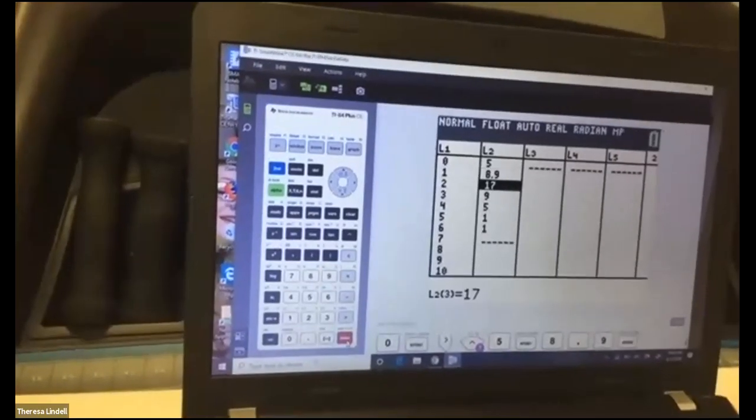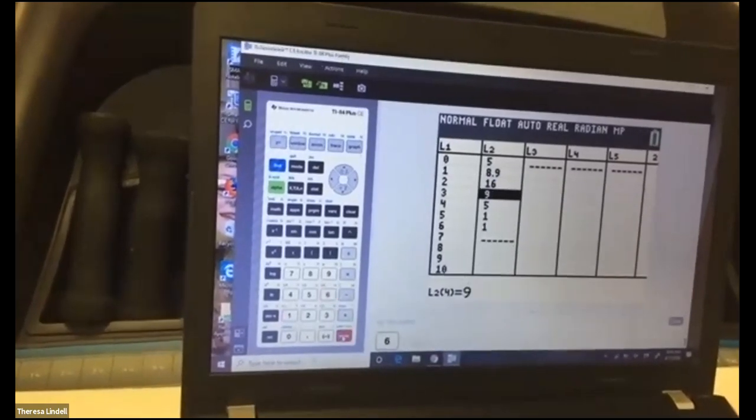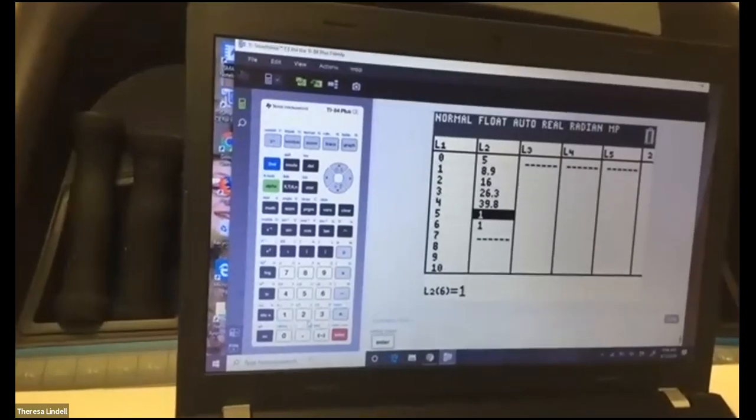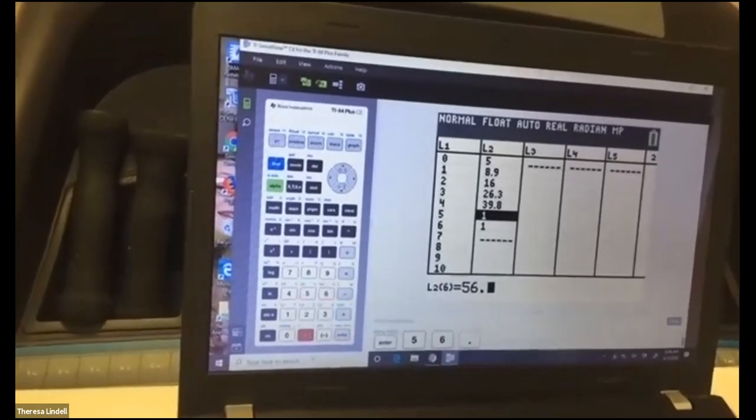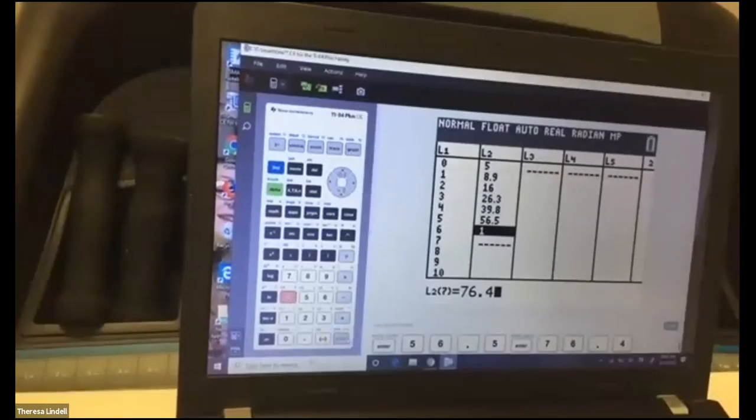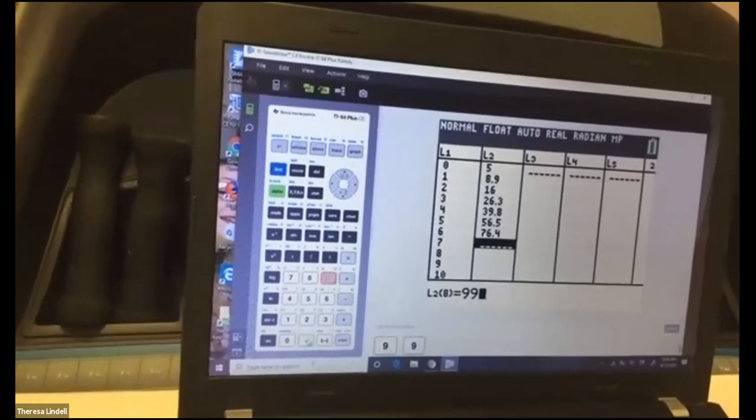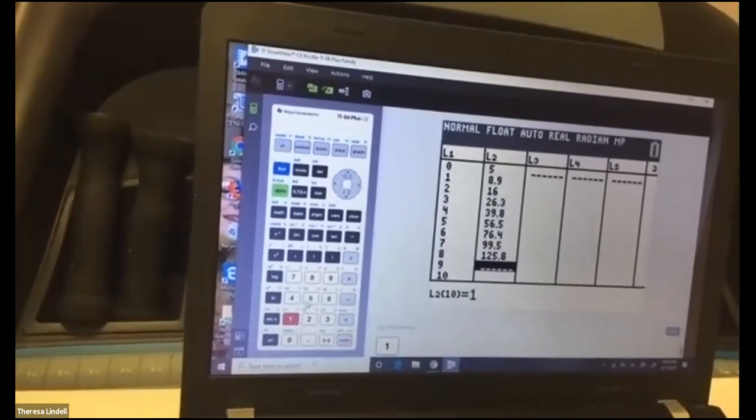5, got it. 8.9, got it. 16, got it. 26.3, got it. 39.8, got it. 56.5, got it. 76.4, got it. 99.5, got it. 125.8, got it. 155.3, yep. 188.